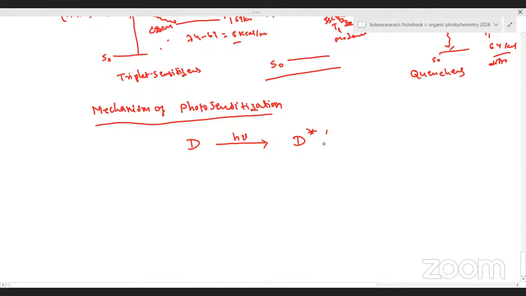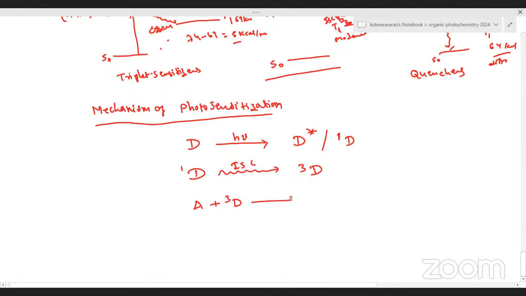Or we can also show it with the singlet energy level, D1. This D1 again undergoes intersystem crossing that leads to formation of the triplet state of D. This triplet state of D is reacting with A, that is, undergoing the reaction means A collides with D.